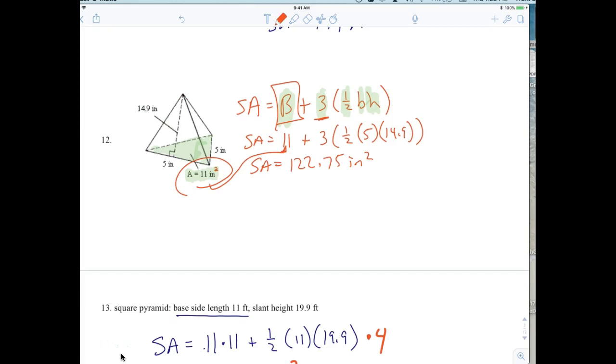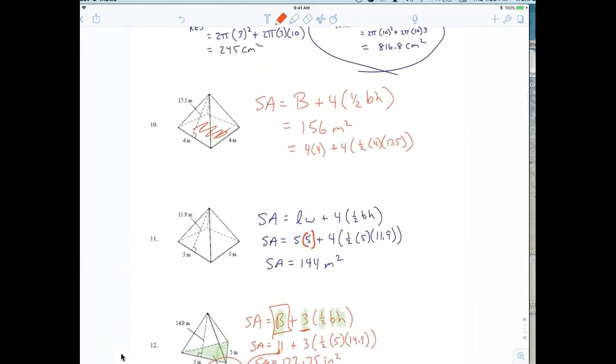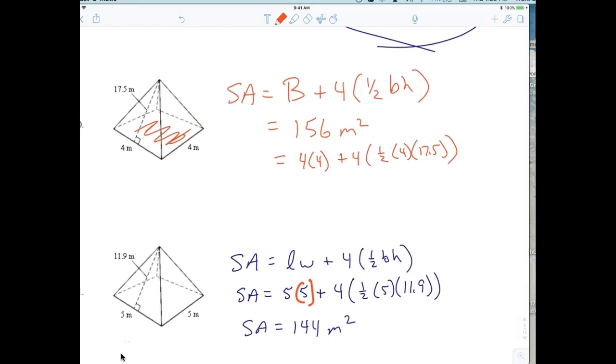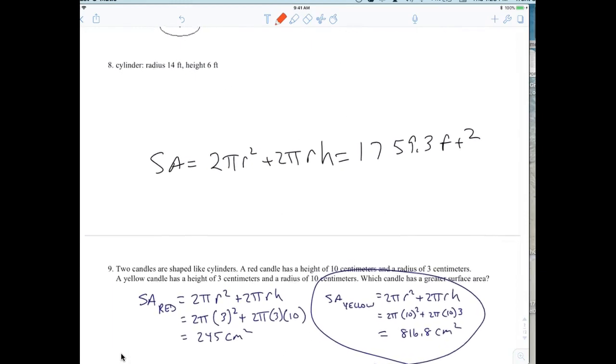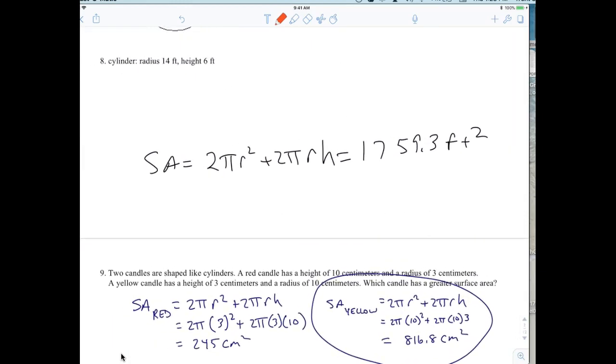All right, let's take a look at 10. I think these were really straightforward. Double check yourself on that. Everybody agree 10 was 156? Yeah, that's what I got. And number 8, that's what I got too. Everybody good? Does anybody need me to do anything right there?